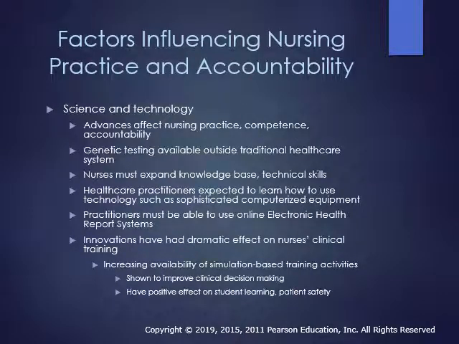Further factors influencing nursing practice and accountability are science and technology. Advances affect nursing practice, competence of nurses, and the accountability of nurses. Genetic testing is available outside traditional healthcare systems. Nurses must expand their knowledge base and their technical skills to keep up with changing practice. Healthcare practitioners are expected to learn how to use technology such as sophisticated computerized equipment. Practitioners must be able to use online electronic health record systems. And innovations have had a dramatic effect on nurses' clinical training.